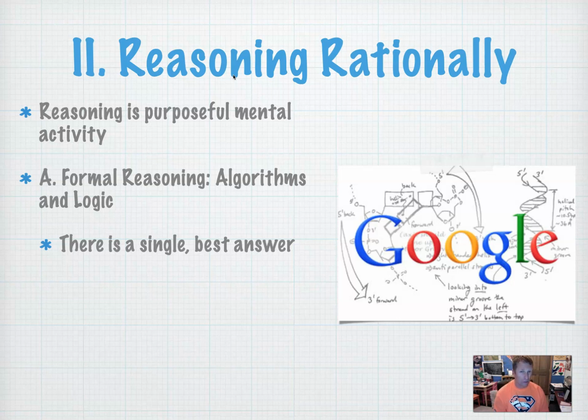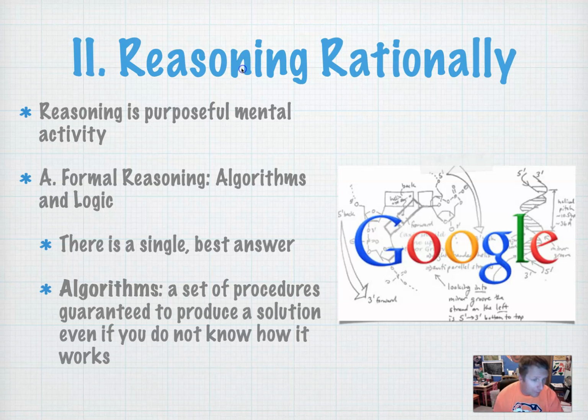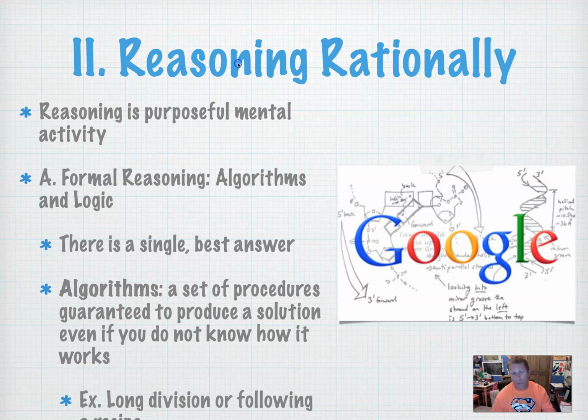Not like literature class, where we can make some strong guesses on what the author meant, or we can talk about history. Is this a good president or a bad president, etc.? Algorithms are a set of procedures guaranteed to produce a solution even if you don't know how it works. That's all of our search engines. Google, Bing, if that's still around, Yahoo, all that fun stuff. You type it in and it gives you the single best solution. And we're not sure, it's just some complicated math formula. That's why they make billions of dollars and we don't.